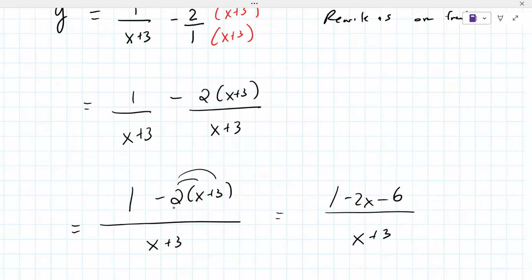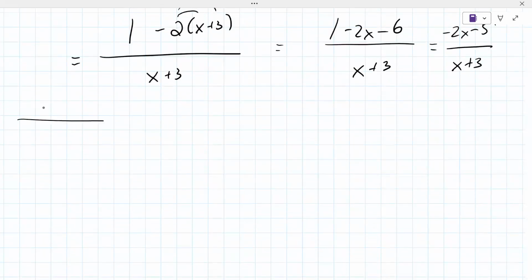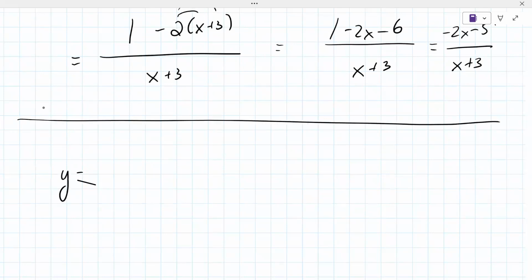Very good. And then are there any like terms in there? Would it be on the top, the 1 and the -6? Yep. So that becomes -2x minus 5 over x plus 3. All right, so let's do another one. y equals 2 over x plus 1 minus 1.